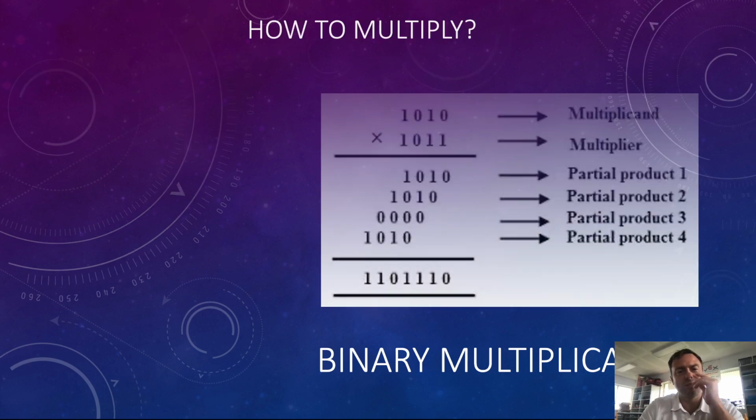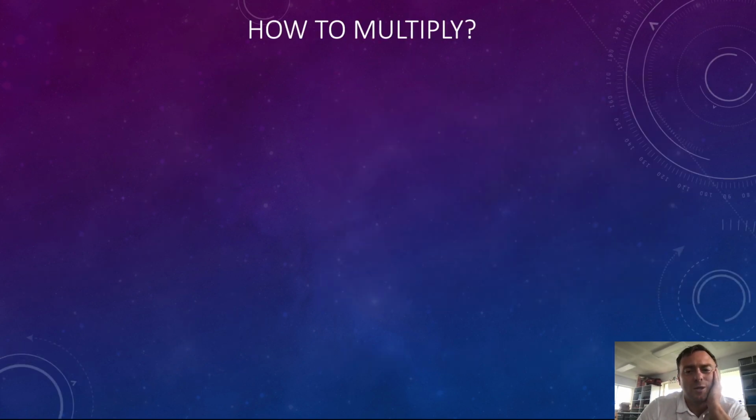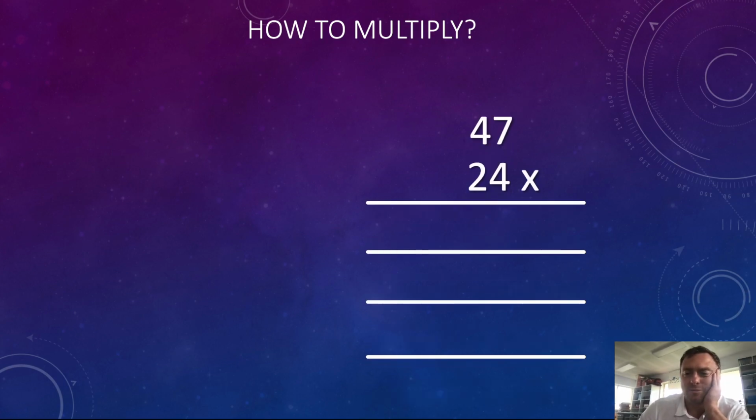Let's have a go. Let's think about how we actually multiply normally. If we had 47 times 24, just pause the video, see if you remember.